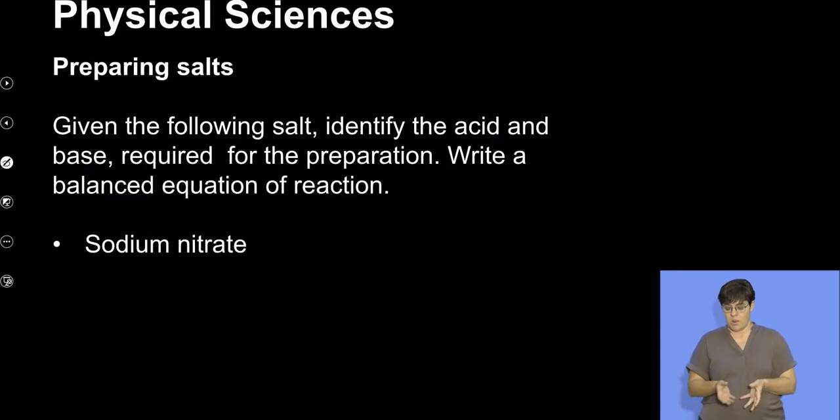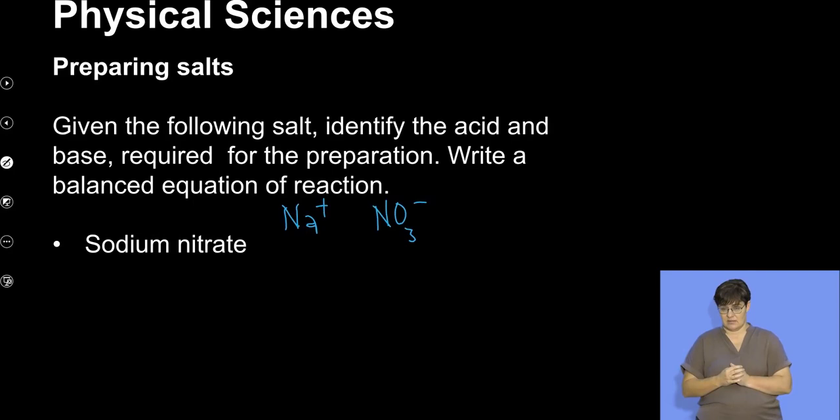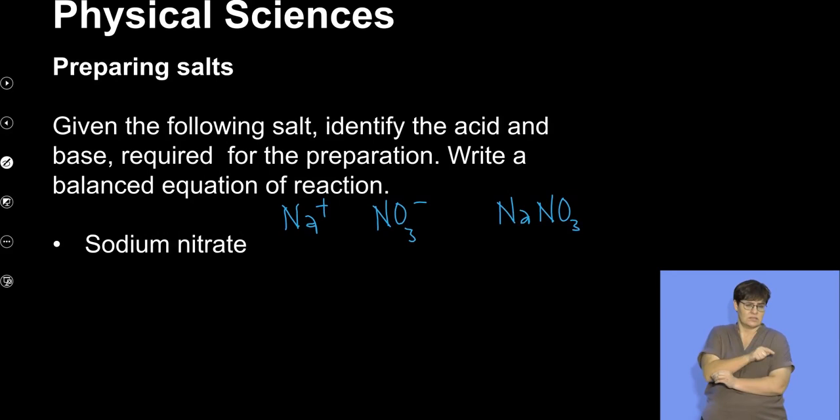Okay, let's look at another one. Now we've got sodium nitrate, right? Where do we start? Once again, we start with the chemical formula. Sodium, group 1, Na+, okay? Then the nitrate ion, which is a polyatomic ion, NO3-. Then from this, we are able to determine the correct chemical formula of our salt, which is NaNO3, right? So this is our salt that we want, right? So what is it that we need? We need an acid and a base that's going to give us that.